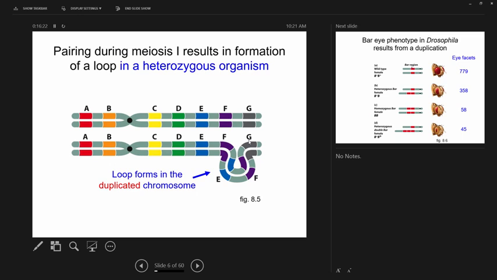All right. If you have a duplication or a deletion, you get problems when chromosomes pair, because these are big pieces of chromosome. Chromosomes line up on the metaphase plate at meiosis 1 by lining up homologous regions, A, B, C, D, E, F, and G, and we have this loop forming because there is an extra E and F part that is not in the normal chromosome on the top, so it sticks out.